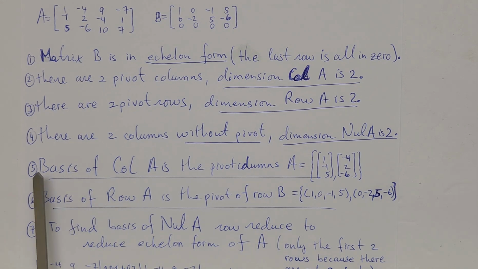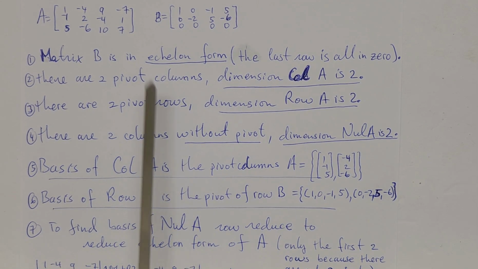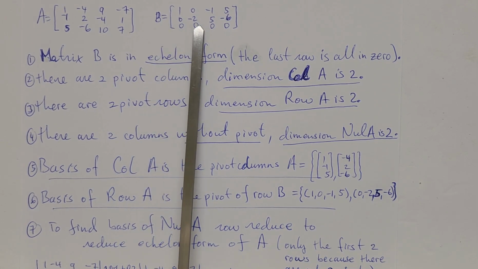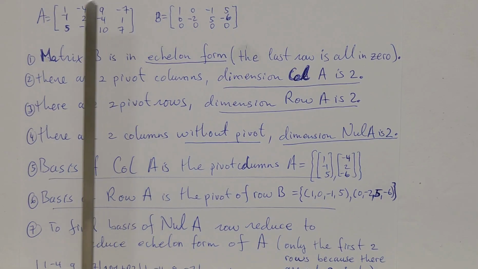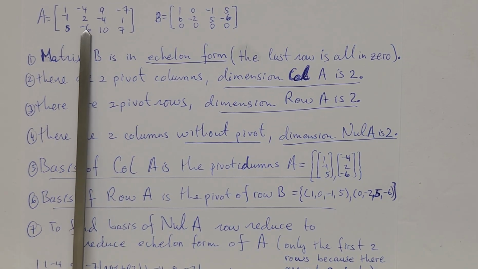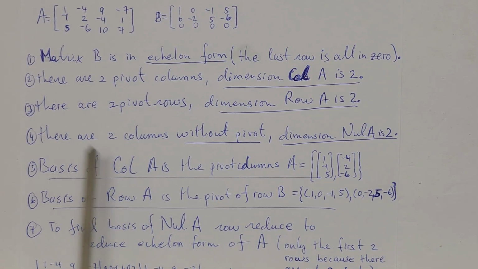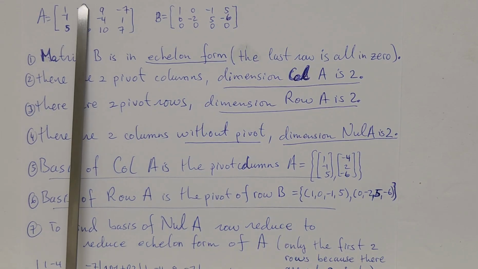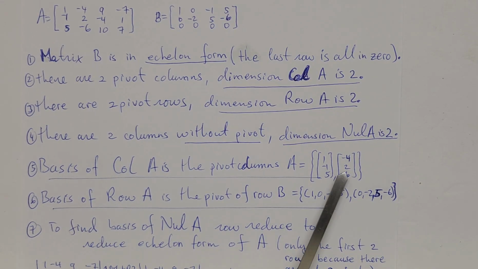One more time. The basis of column A is the pivot columns. Here's the first column, the second column. These 2 columns have a pivot. So you will go to A and take the first column and the second column to be the basis of column A. Here's the first, which is here, and here's the second, which is here.